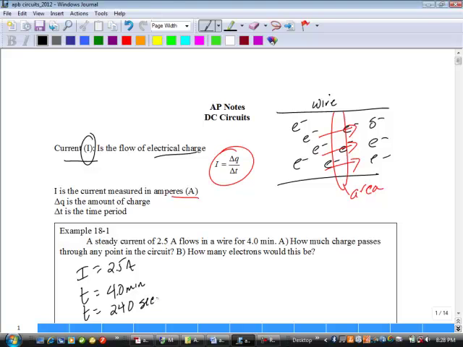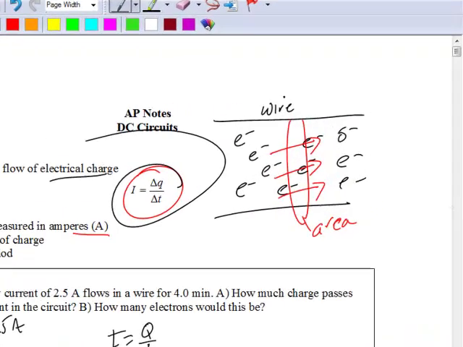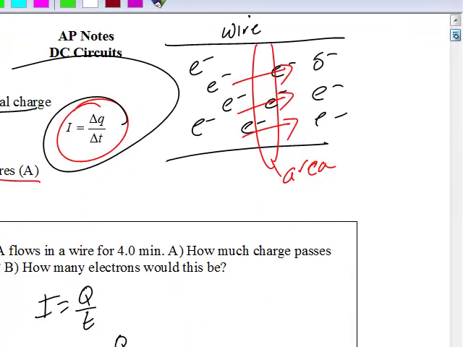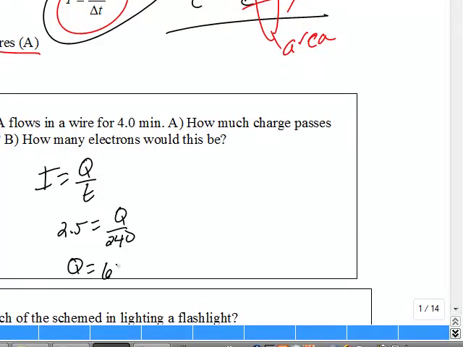240 seconds. So our I is going to equal Q over T, as Mr. Shirley says, I quit! And so 2.5 is going to equal the number of charge carriers times 240. So when we do this math, we get the number of Qs, the number of charge particles, to be 600, and of course charge is measured in coulombs.